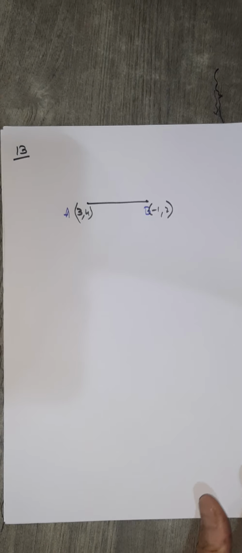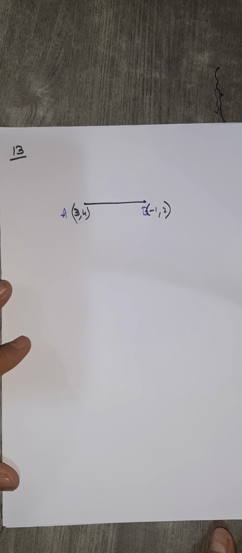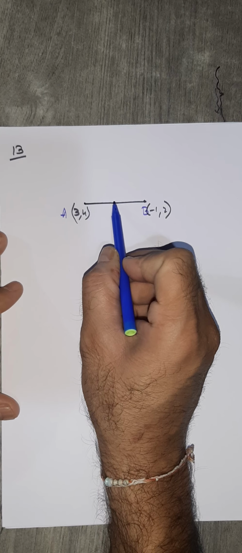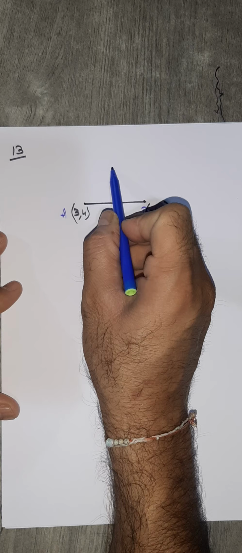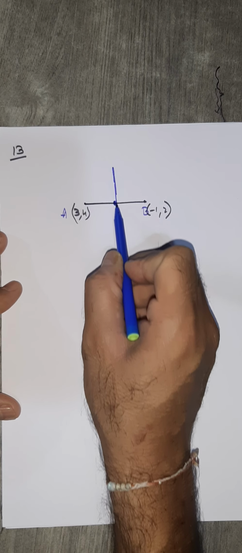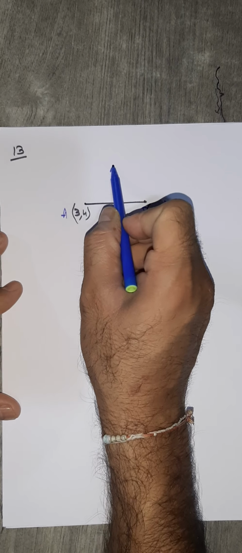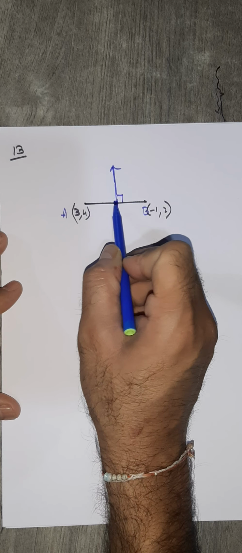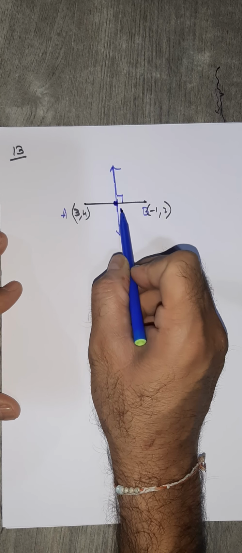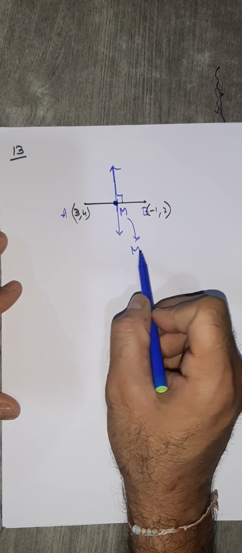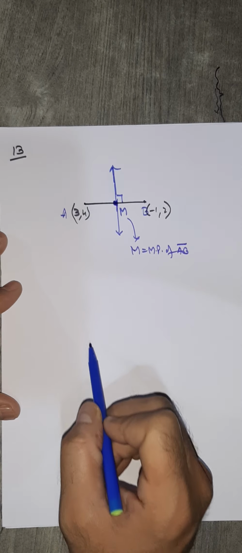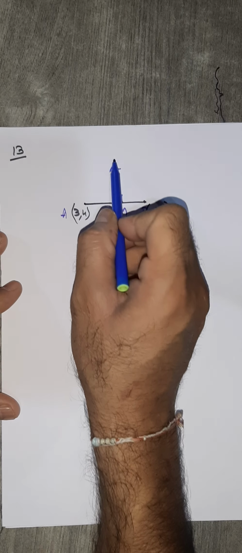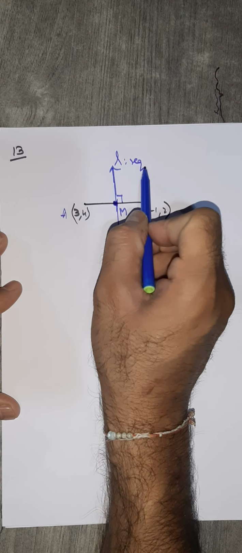Now, there are 2 important words used here. Right bisector. You want a line through the midpoint. Bisector means it passes through the midpoint and is perpendicular to this. So this is our required line. This is the midpoint here. I'll call that, for example, M. So M will be the midpoint of line segment AB. Understood? This is our required line L.